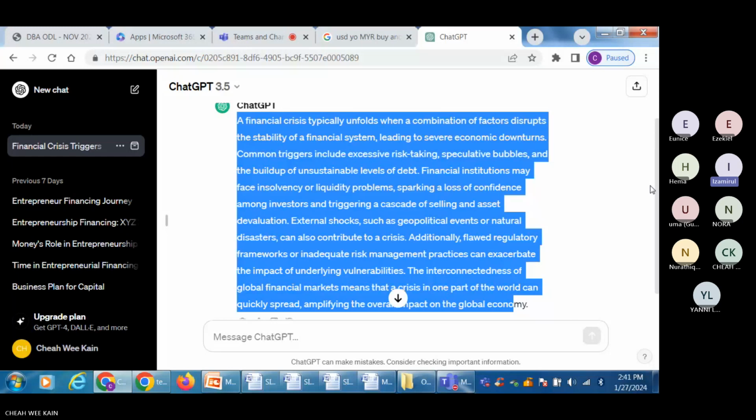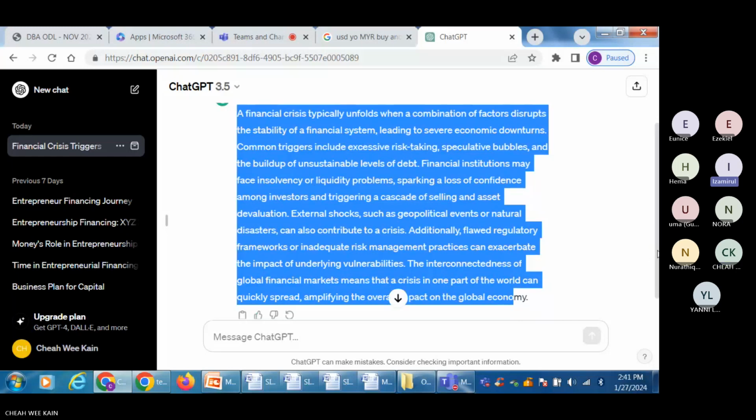The interconnectedness of global financial markets means that a crisis in one part of the world can quickly spread, amplifying the overall impact on the global economy.